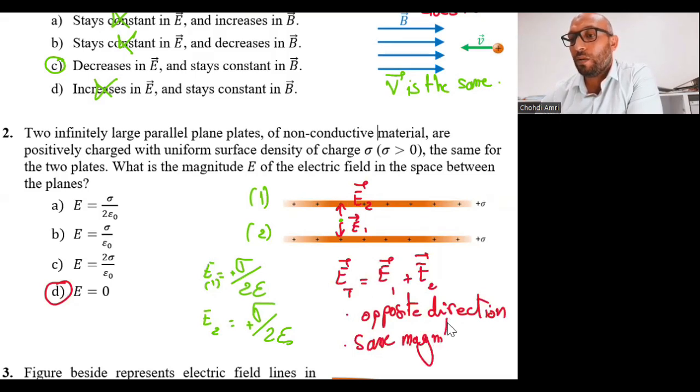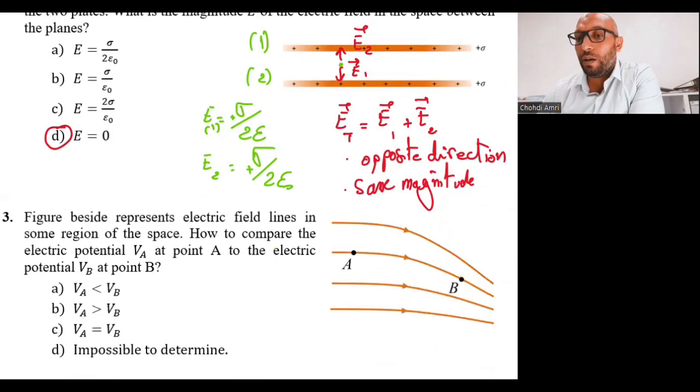Let's continue. In the third question, we have the figure beside representing electric field lines in some region of space. How do we compare the electric potential VA at point A and the electric potential VB at point B?